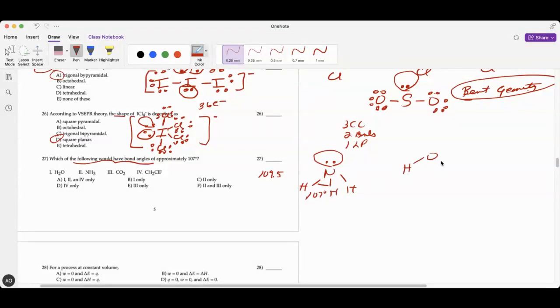With water, oh gosh, I cannot draw. I never could. Water has a tetrahedral electron pair geometry, has 4 charge clouds, but now we've got 2 lone pairs, so this angle is compressed even more. That's about 104.5 degrees.